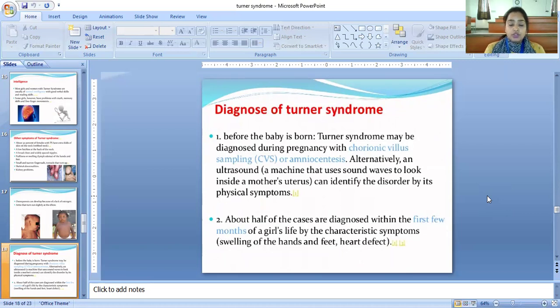Diagnosis of Turner syndrome. How can we diagnose Turner syndrome? It can be diagnosed before the baby is born. Turner syndrome may be diagnosed during pregnancy with chorionic villus sampling, called CVS, or amniocentesis. Alternatively, an ultrasound, a machine that uses sound waves to look inside the mother's uterus, can identify the disorder by its physical symptoms. About half of the cases are diagnosed within the first few months of a girl's life by characteristic symptoms, swelling of hands and feet, and heart disorders.